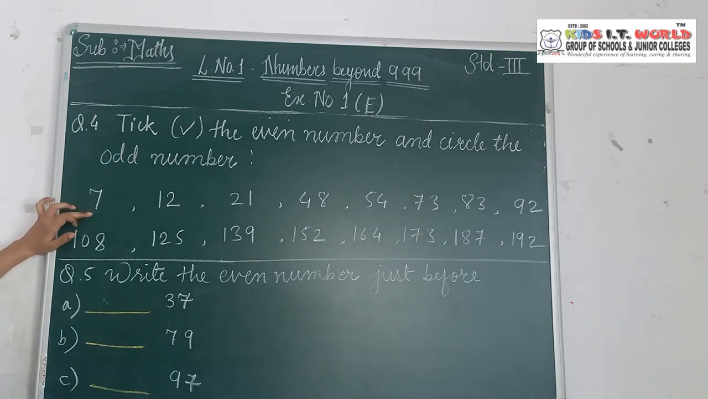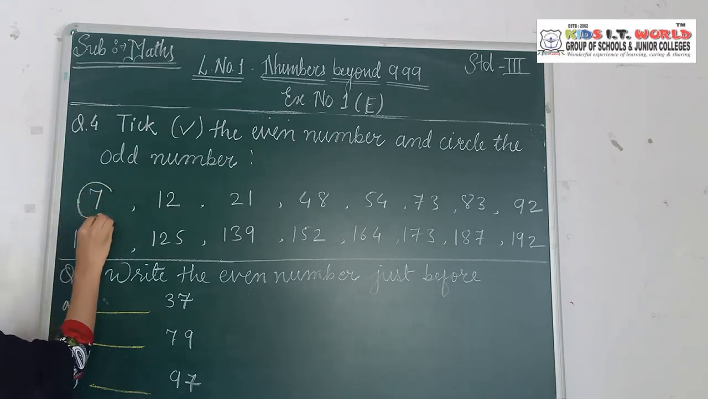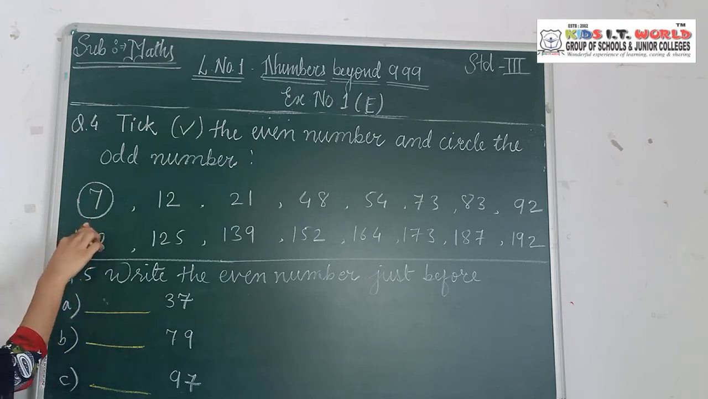So here the first one is 7. Is 7 an even number or an odd number? It's an odd number. So for odd numbers you have to circle. First of all we will circle the odd numbers, then the remaining will be the even.